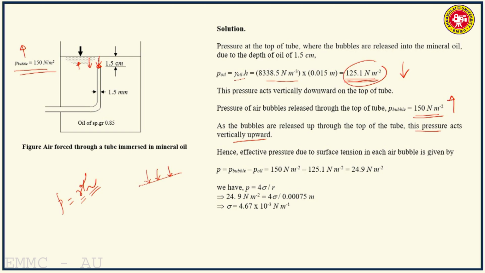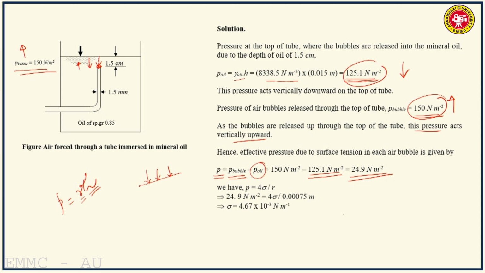So what is the effective pressure? The effective pressure due to surface tension in each air bubble is given by P equal to P bubble, which is higher, 150 Newton per meter square, minus the pressure at the tip of the tube due to 1.5 centimeter depth of oil from the surface of oil, that is 125.1 Newton per meter square. So this comes to 24.9 Newton per meter square.